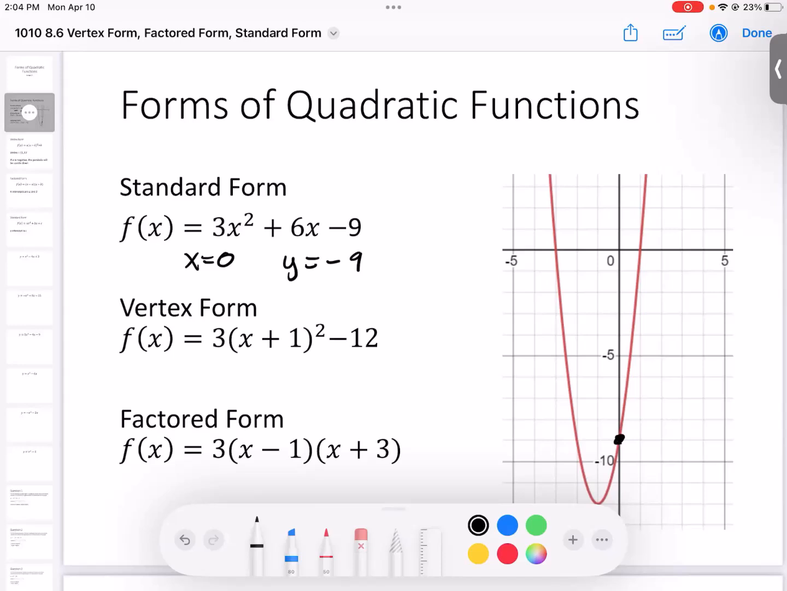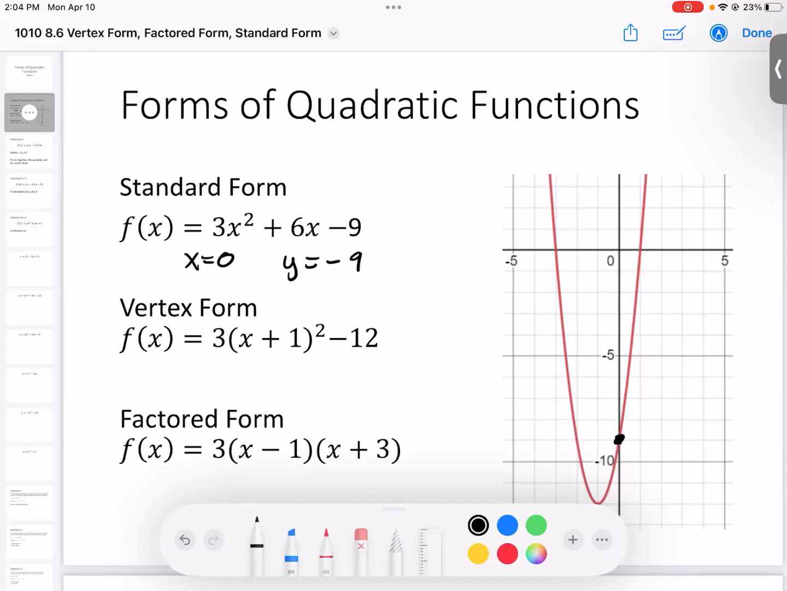So standard form is useful for finding the y-intercept, but you can also find the y-intercept in vertex form, because again, it's just where x equals 0. If x equals 0, you'd have 0 plus 1 is 1, 1 squared is 1, times 3 is 3, and 3 minus 12 gives you -9. So you still get the same y-intercept regardless of which form you do it in, but standard form is kind of convenient for finding the y-intercept.